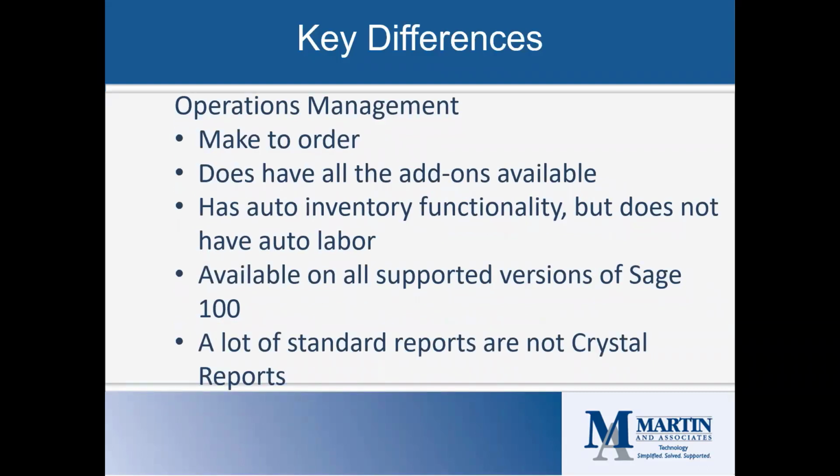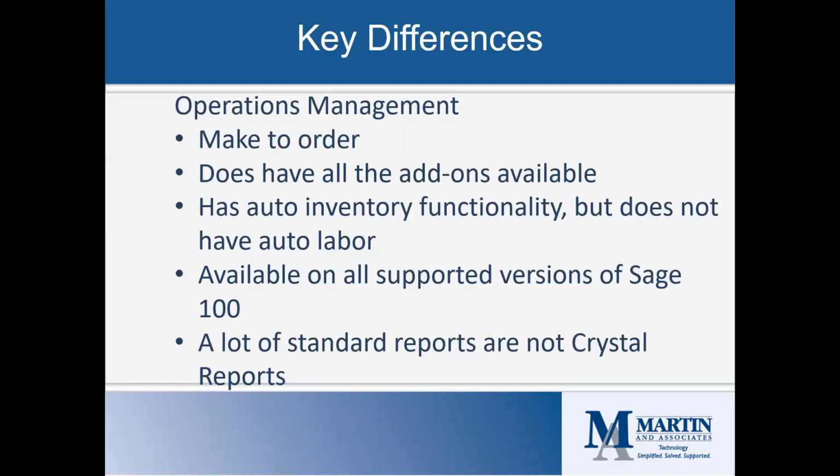Operations management is clearly make to order. It has a tight integration with the sales order. It does have all the add-ons, all the features that I mentioned. It has an auto inventory, but it doesn't really have the full-fledged auto labor that you see in production management. Since it's been around for so long, there's really no limit to what version you need, as long as you're on a supported Sage version, you would be able to purchase and use operations management with it. So if you're on 2017 or 2018, for instance, you could use operations management without having to go through a conversion to 2019 or 2020 first.